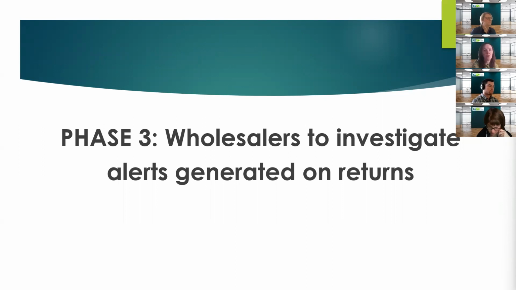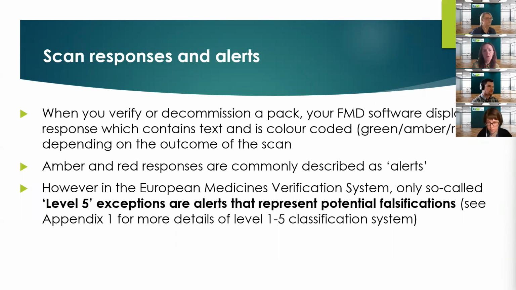So focusing in on phase 3, then: wholesalers to investigate alerts generated on returns. When you verify or decommission a pack, your FMD software probably displays a response which contains text and it's color coded. So you're seeing green, amber, red, depending on the response back of the scan. Amber and red responses are commonly described as alerts. However, in the European Medicines Verification System, only so-called level 5 exceptions are alerts that represent potential falsification. There is an appendix slide with this deck that explains the details of those level 1 to 5 classification systems that you'll be able to read afterwards.